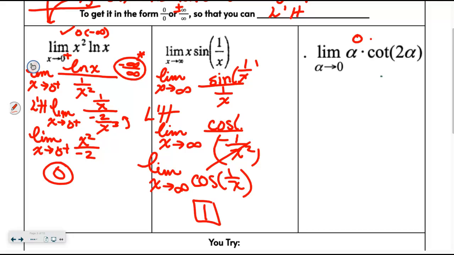And technically, cotangent is what? You give me 2 answers for this. Cosine over sine, or you could tell me it's 1 over tangent. Okay? Either way, I want you to kind of think about what that would be. 1 over tangent of 0. What's tangent of 0? It's 0.